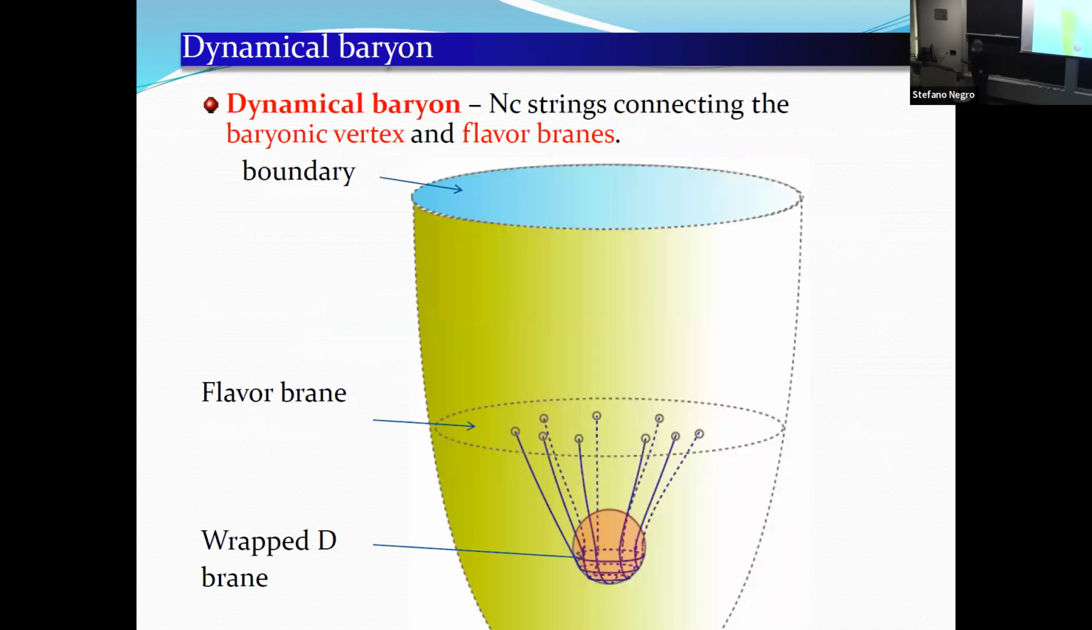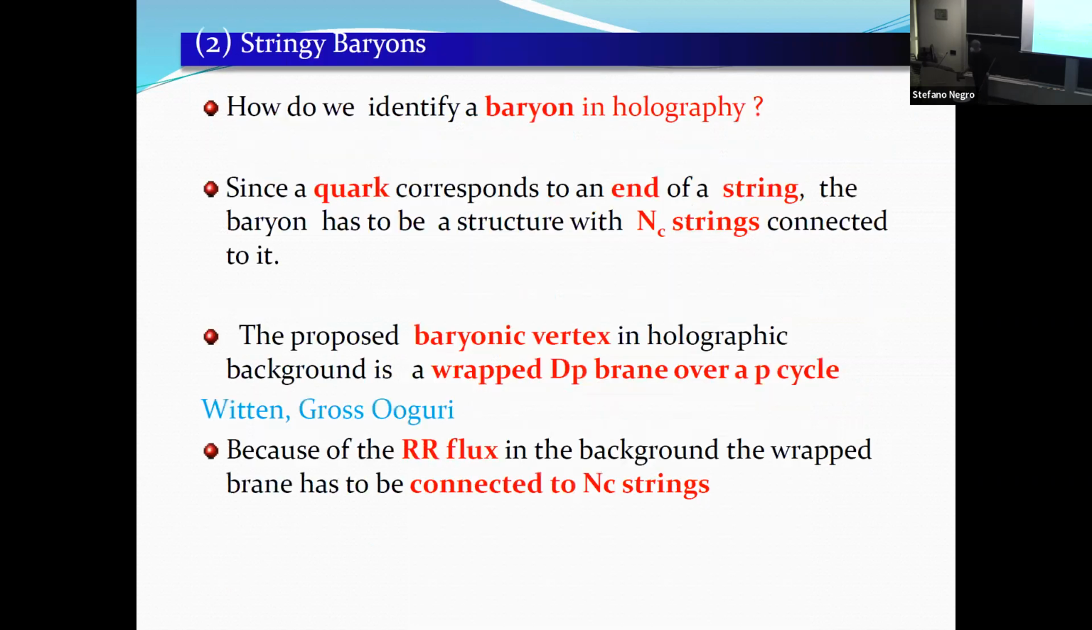Okay, before I go to the map, I just want to mention another class of configuration, and that is baryons. So I claim that a quark is an end of a string. To have a baryon, I need something that will be connected to N_c strings. That was a proposal by Witten and Gross-Ooguri to take a wrapped D_p brane that wraps a p-cycle, for instance, originally the D5 brane over S5. And due to the flux, it's easy to show using the Chern-Simons term of the action that there must be N_c strings connected to this object.